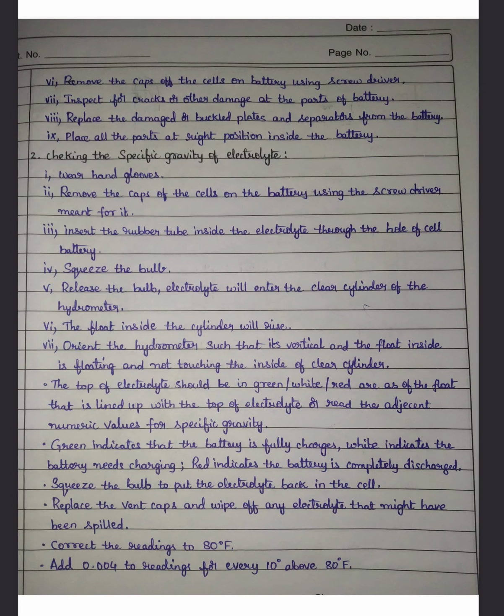See, so this is the checking of specific gravity of the electrolyte. What is the unit of specific gravity? No units, because it is density by density. Same properties ratio. Like force by force has no unit, specific gravity doesn't have any. Specific gravity is some density by some density, so both densities cancel each other. So specific gravity doesn't have any units.